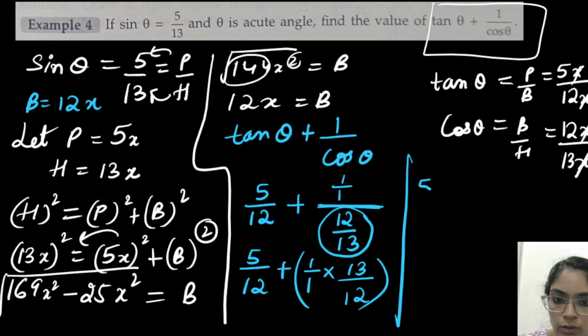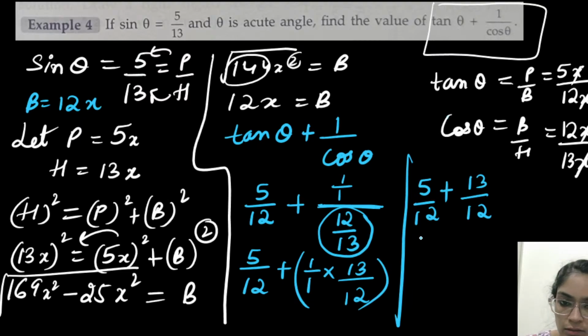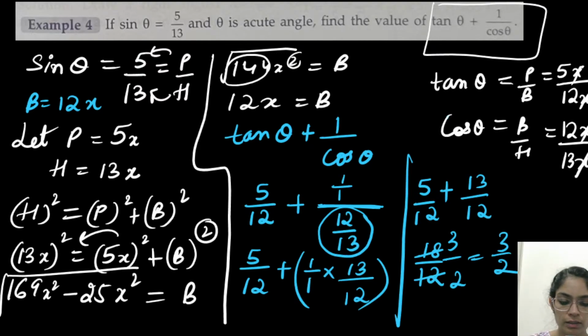So here what I got: 5 by 12 plus 13 into 1 is 13 by 12. 5 plus 13 is 18. So 18 by 12, if I simplify further, directly we can use the 6 table. 6 into 2, 6 into 3. So 3 by 2 is the answer. 3 by 2 is the answer. See, no one has given the final answer.